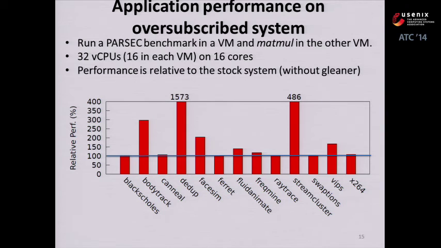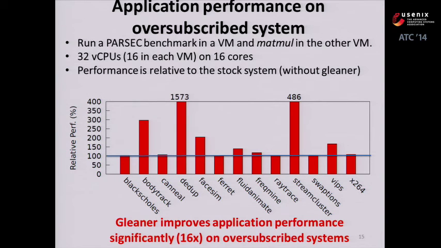As we can see, for quite a few benchmarks, Gleaner can significantly reduce their execution time. Gleaner reduces the execution times by a larger percentage on oversubscribed systems compared to the system with dedicated hardware. That's because these applications were degraded by larger percentages on the oversubscribed system. Gleaner can improve application performance by up to six times on the oversubscribed system.